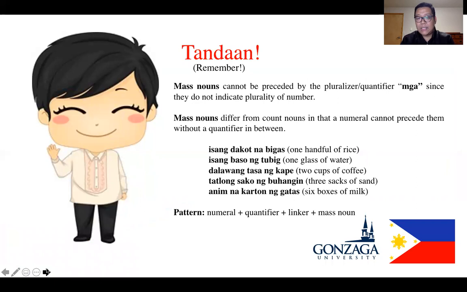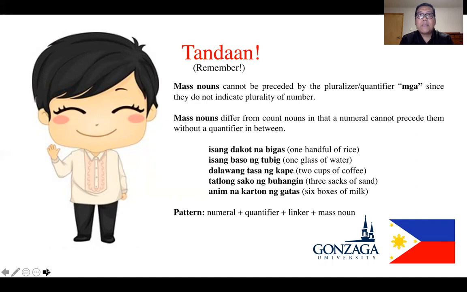Now, remember these rules on grammar. Mass nouns cannot be preceded with a pluralizer quantifier mga since they do not indicate plurality of number. Now, I mentioned in our class that mga is a word that makes the Filipino noun plural. So when you say mga mag-aaral, it makes mag-aaral a plural form of its noun. So it means the students. Okay? So the rule here is you cannot use mga if the word next to it is a mass noun.